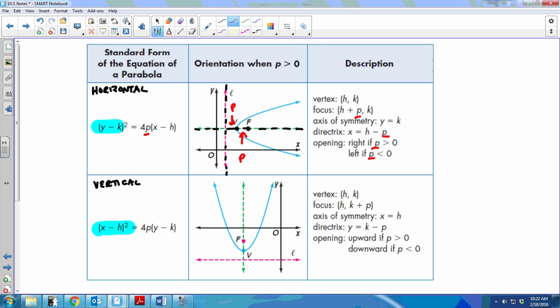Then in Learning Target 12, all we're doing is we're taking an equation that's either in standard form or it's in general form, and we're rewriting it to make it match standard form. But then we're going to find all of the information, the vertex, the focus, axis of symmetry, the directrix, and then we're going to graph it. Just like we did with all the other conic sections. I think these are easier, they're less work. They're just different than what we've been doing.